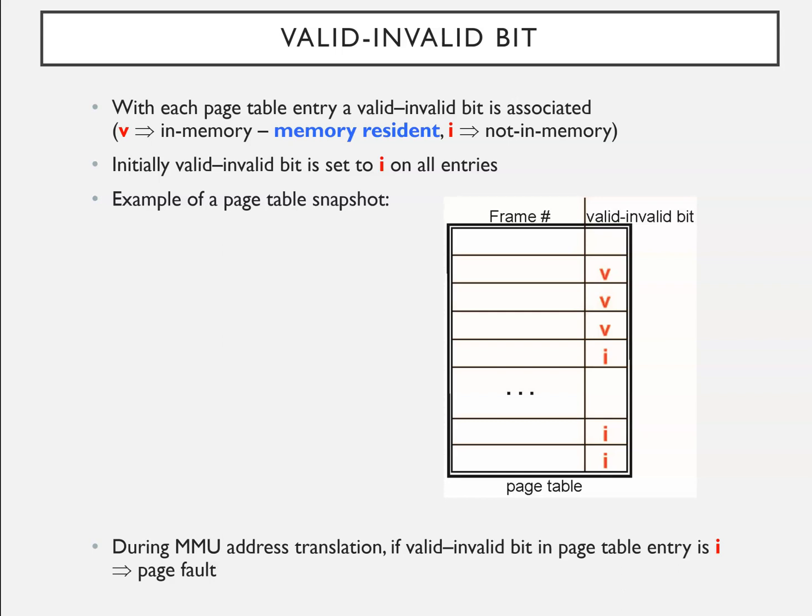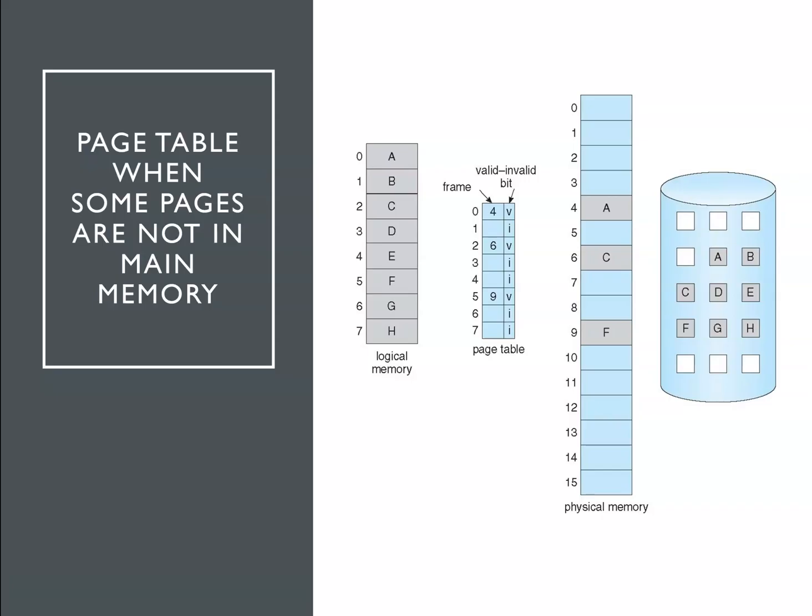V as invalid, I as in not in memory. And from there, initially the valid bit is set to invalid. So here's an example of a snapshot. During MMU address translation, if the bit is invalid, we cause a page fault.